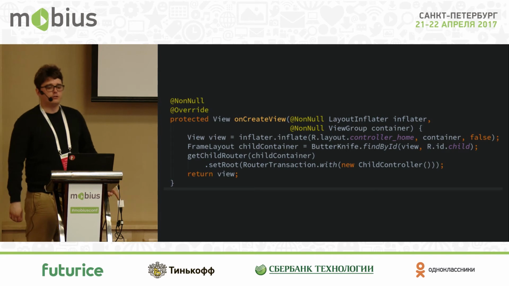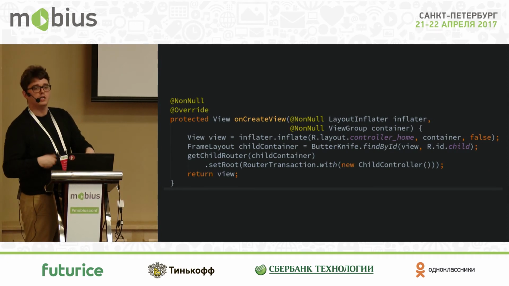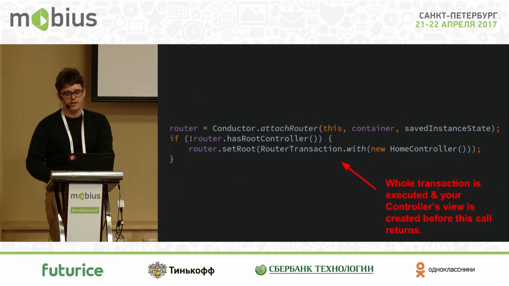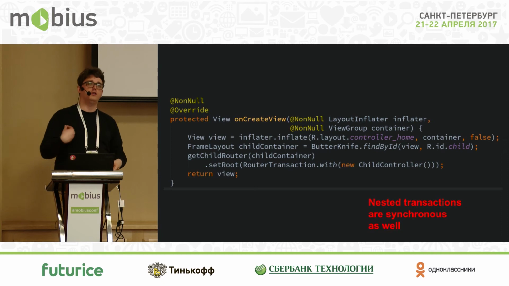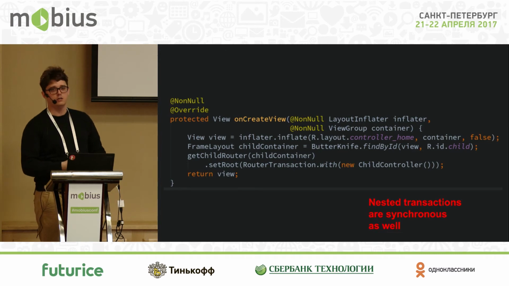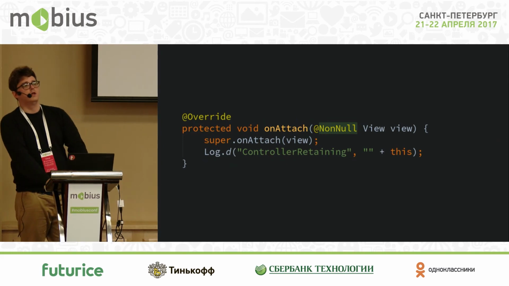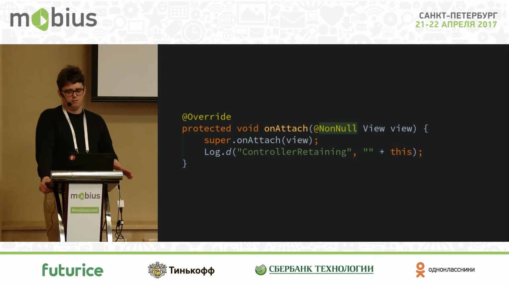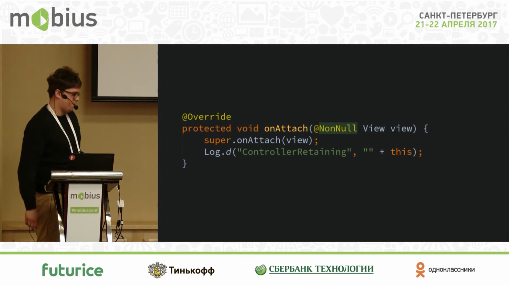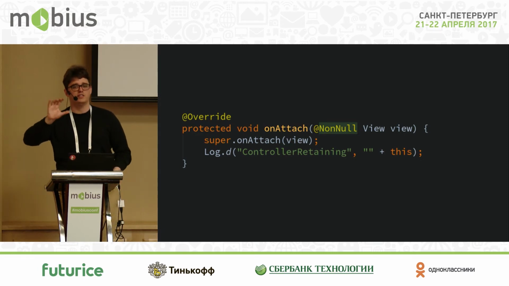It supports nested controllers, so imagine I'm invoking this transaction and I have a home controller, and then in onCreateView, inside of my home controller, I am attaching some child controller, right? Also, after this line, all my child controllers and all the nested transactions are synchronous as well. So you invoke one line and it's there. Another thing is that, as somebody noticed, a fragment can be either a retained instance or not, right? And the retained instance fragment is basically a fragment where you have a single instance of the fragment, which is connected to different instances of the view depending on how fast you rotate your screen.